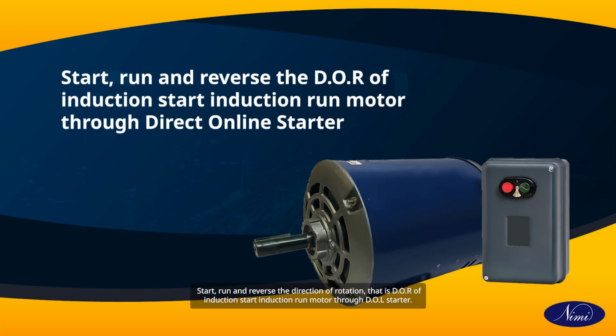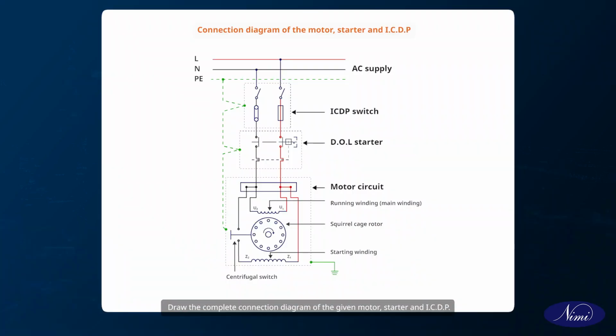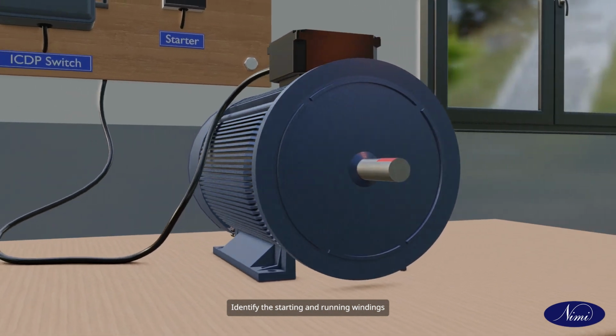Start, run and reverse the direction of rotation, that is D.O.R of induction start, induction run motor through DOL starter. Draw the complete connection diagram of the given motor, starter and ICDP. Identify the starting and running windings.